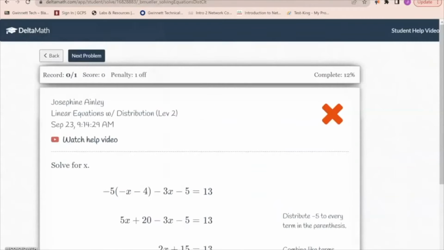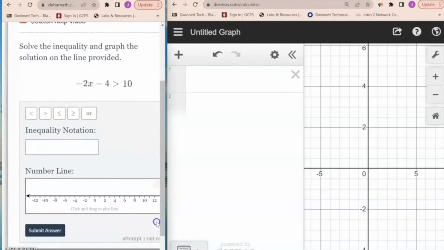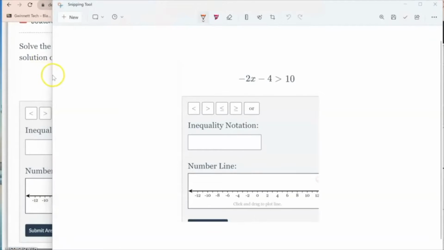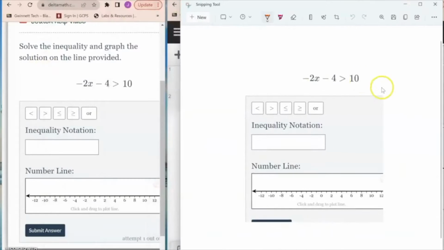All right, go back. So this is the question. It says solve the inequality and graph the solution on the line provided. So once again, I'm just going to copy the question down really quickly. Okay, first thing you need to do is you're going to solve the equation. So we're still solving equations. This time it's just an inequality. You're going to draw a river.